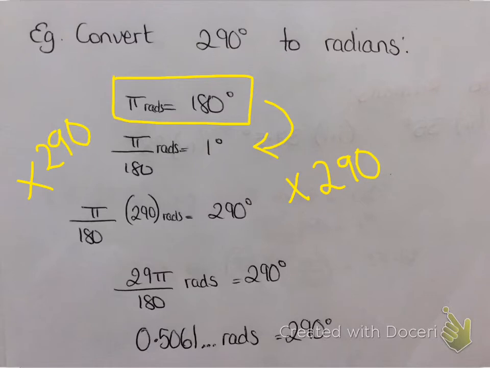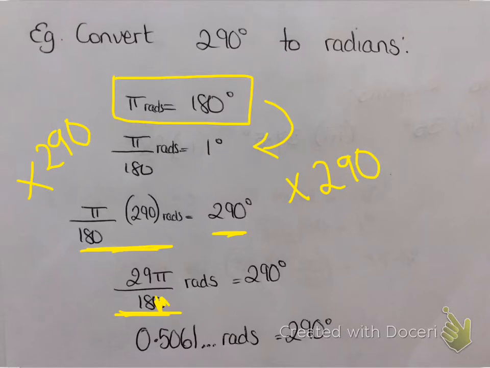And that leaves me with 290 degrees is equivalent to pi over 180 multiplied by 290, and then you just tidy up the fraction. So 290 pi all over 180 simplifies down to 29 pi all over 18. Alright, so 290 degrees is now equivalent to 29 pi all over 18 rads. If they don't specify decimals, then you leave it as 29 pi over 18 radians.